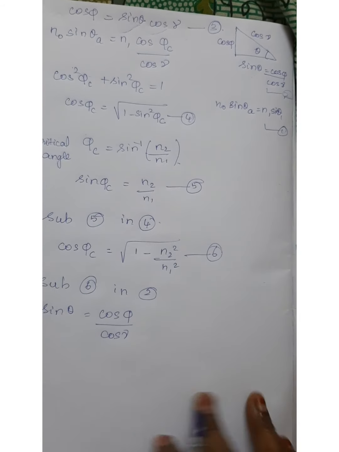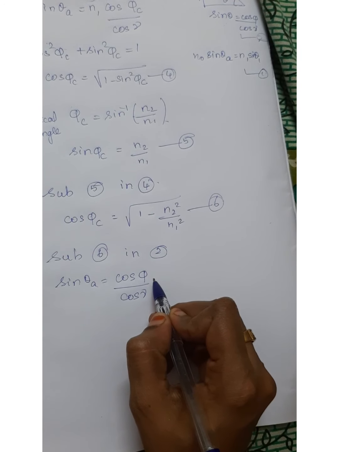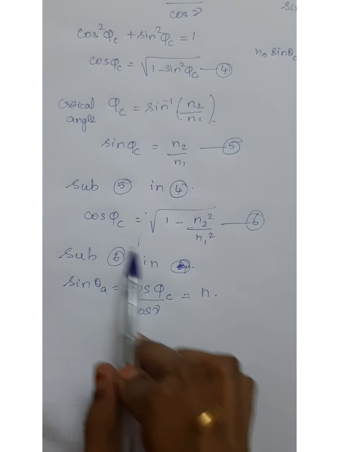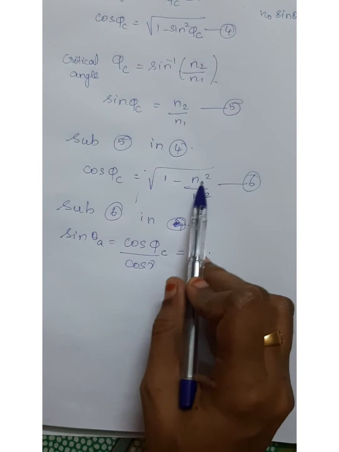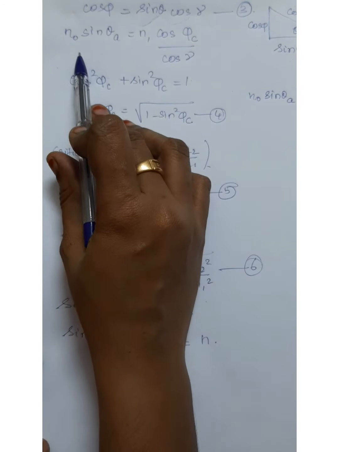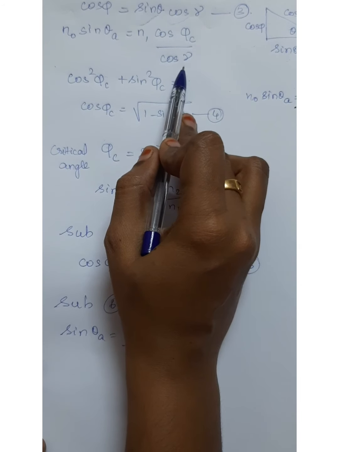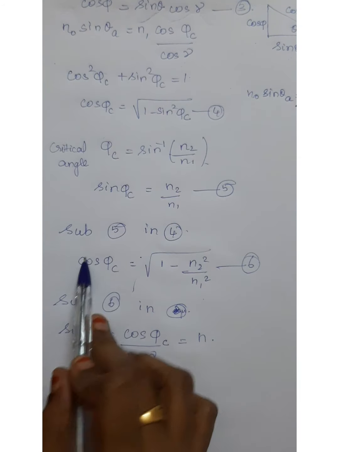Sine theta is represented as theta A, that is the acceptance angle. Phi is represented as phi c. So now we got cos phi c equal to root of 1 minus n2 squared by n1 squared. We know previously there is one equation, that is n0 sin theta A is equal to n1 cos phi c by cos gamma. Now substitute this cos phi c value here.